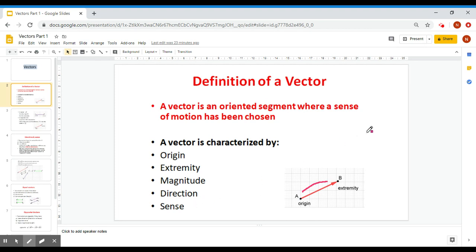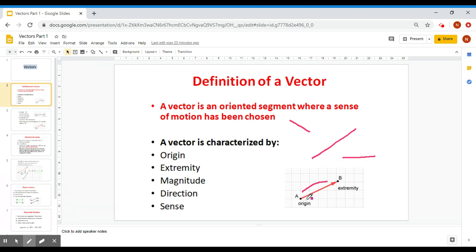So what is the difference between direction and the sense? The direction is the path. So this is one path, this is another path, this is a third path. So these are different paths. The sense is the way it is oriented.